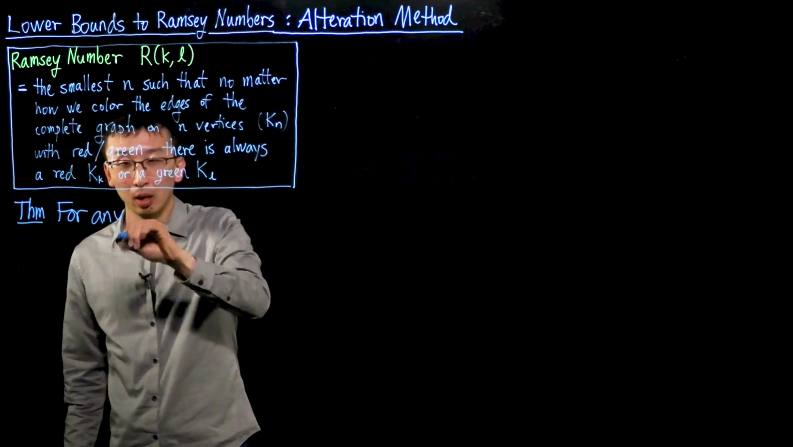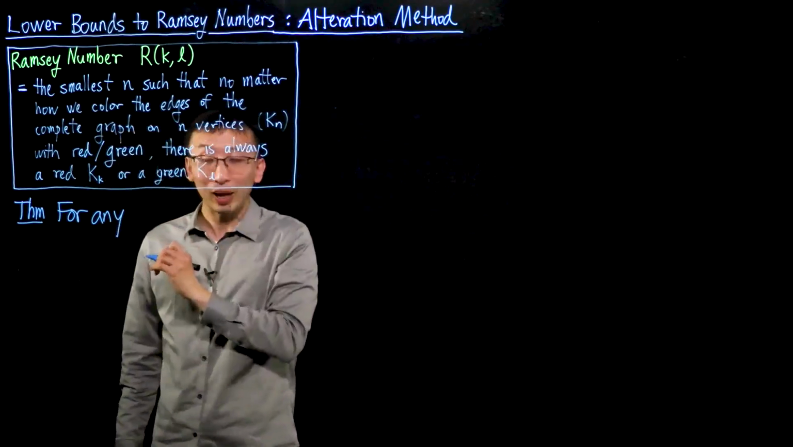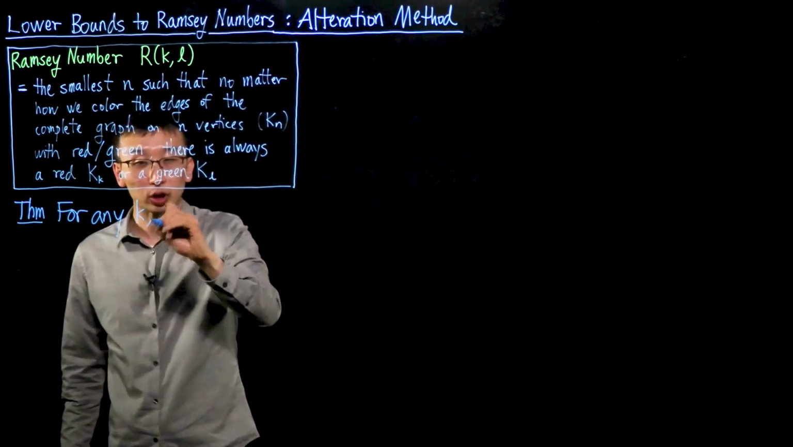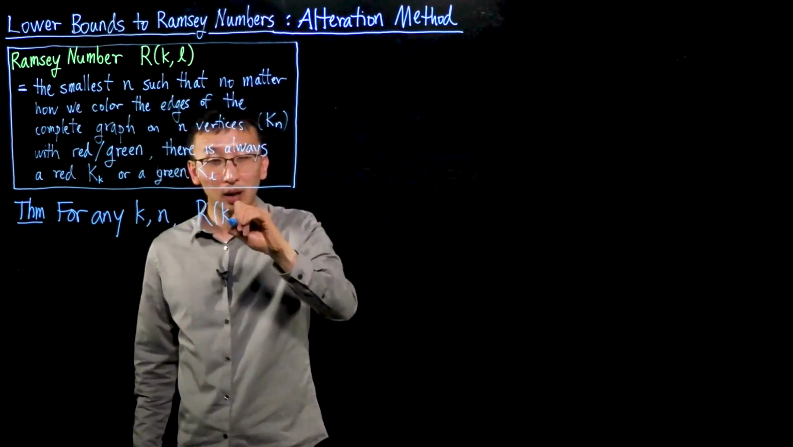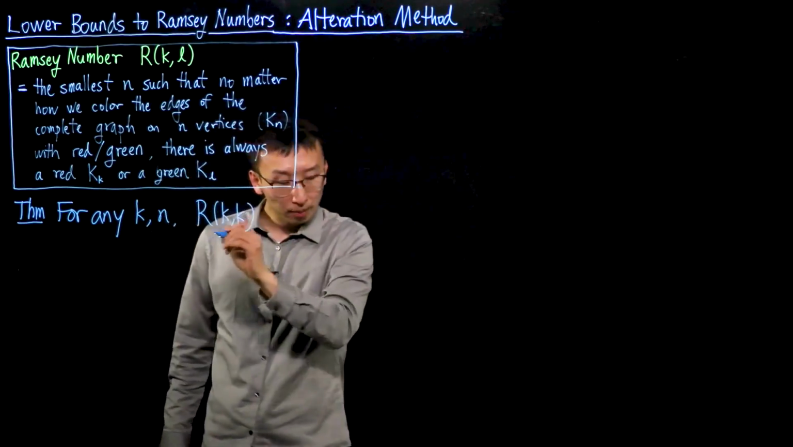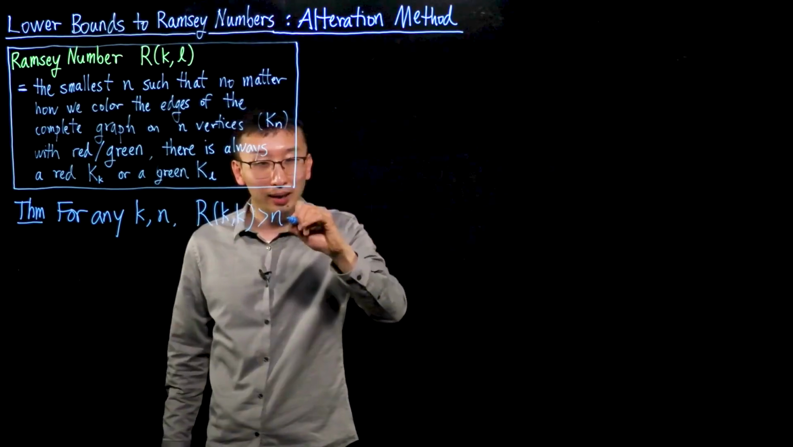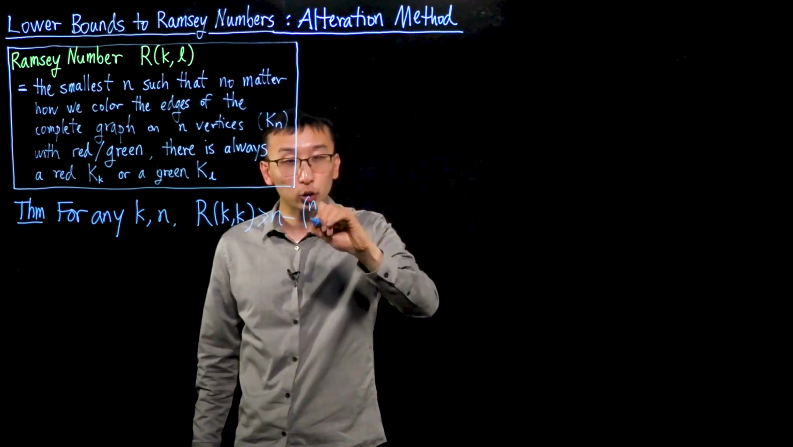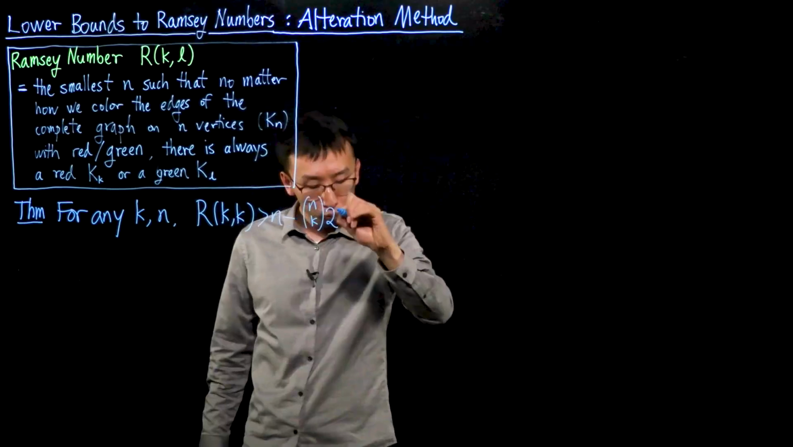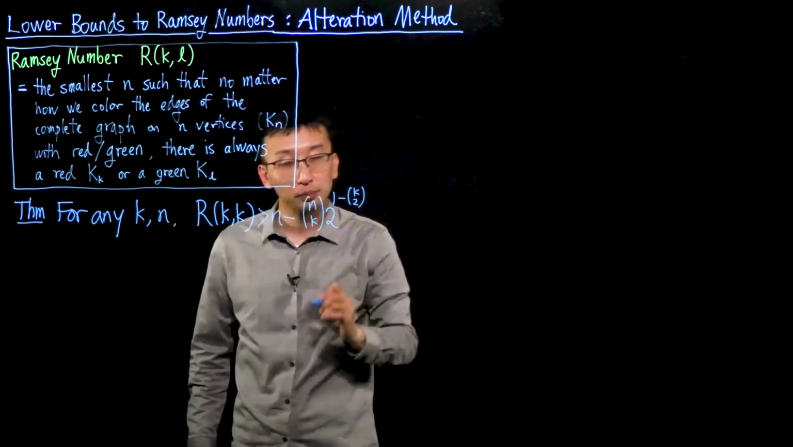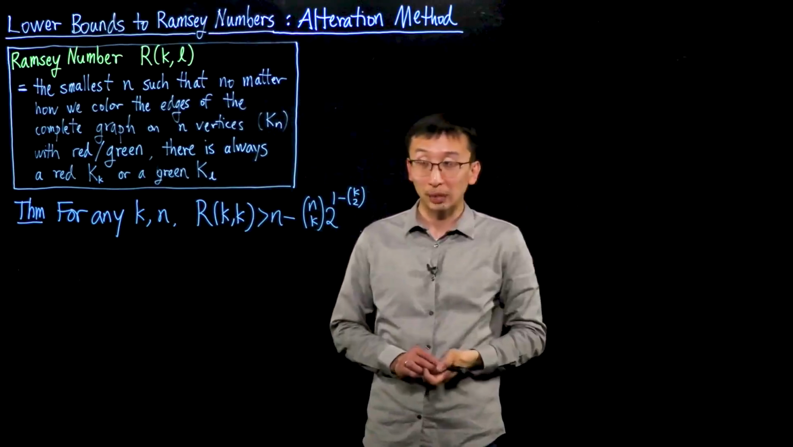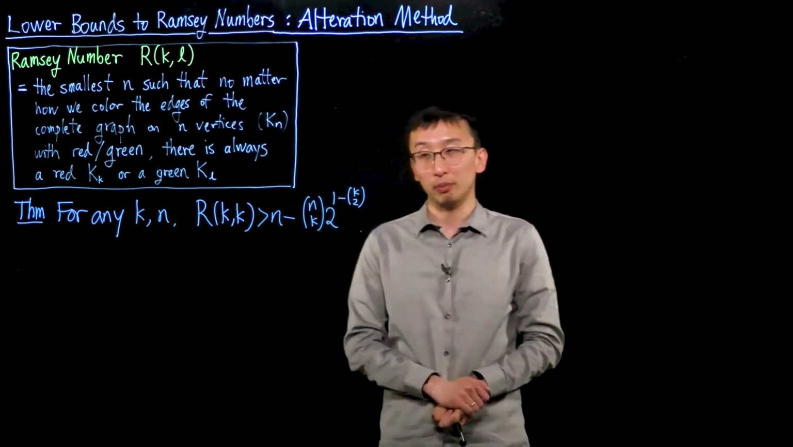So, the theorem says that for any positive integers k and n, the Ramsey number R(k,k) is bigger than the following quantity, n minus n choose k times 2 to the 1 minus k choose 2. Okay, so that's the theorem. It gives you a lower bound on Ramsey numbers.